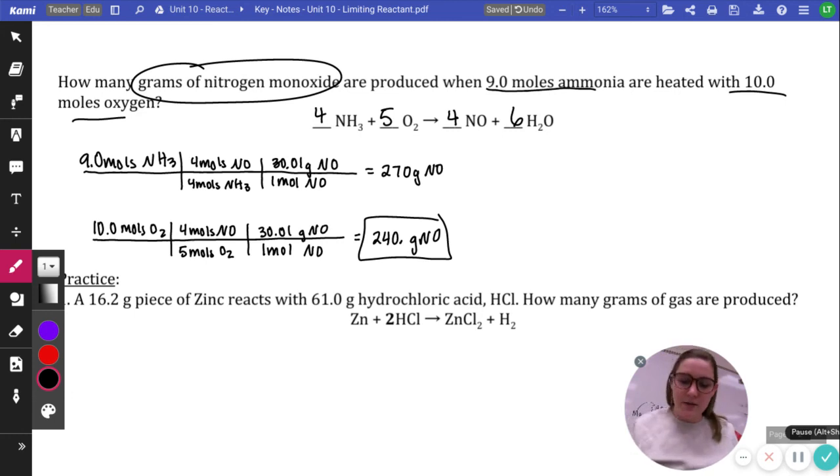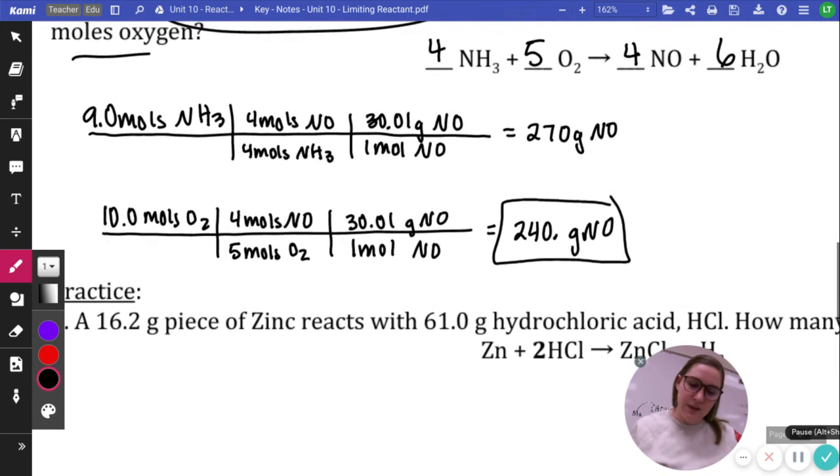Okay, I realize I kind of lied. It's a mole-to-mass one, not a mole-to-mole one. All right, so step 1, balance our chemical equation. I got 4, 5, 4, and 6 as our coefficients that we need there. Then we take our two givens and convert them into what we're looking for.